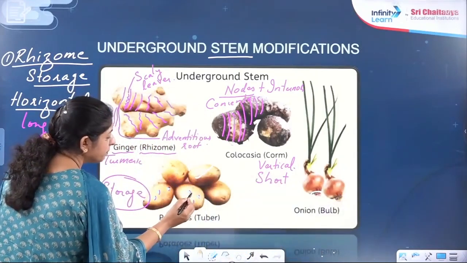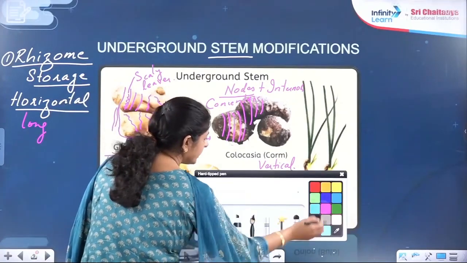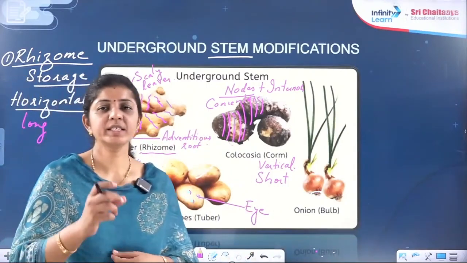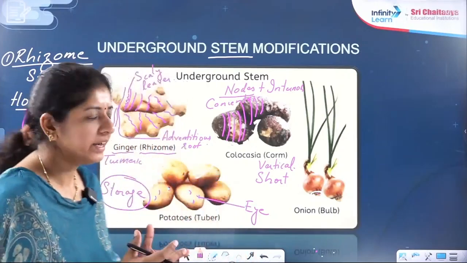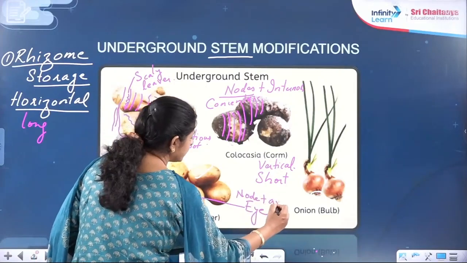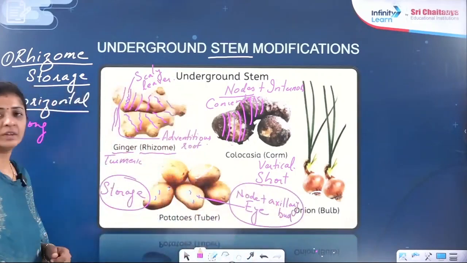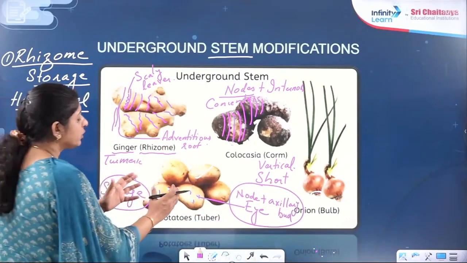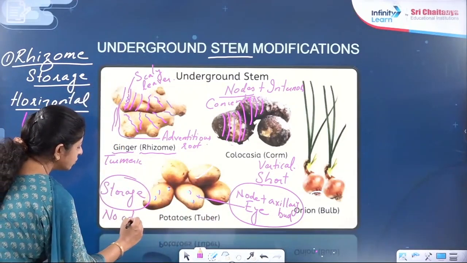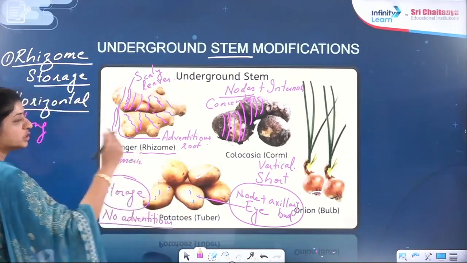On the nodes, there is a presence of the buds. Now, this node plus bud, that you call it as eye, right? I repeat this point once again. What is an eye on a potato? Eye consists of the node part plus axillary bud. Axillary bud, that you call it as an eye. Getting that? So in the case of tubers, you will find these eyes are there, and there will be no adventitious root coming out from the tubers part.